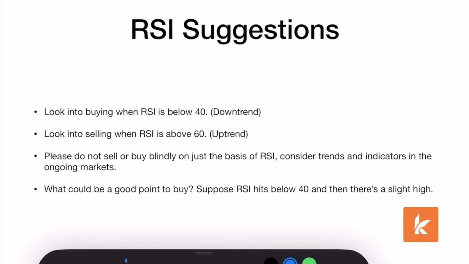There's another example. Suppose RSI hits below 40, and after that there's a slight high in the market. Then we can predict that maybe it's a local low for the market, so it might be a good point to actually buy those coins.